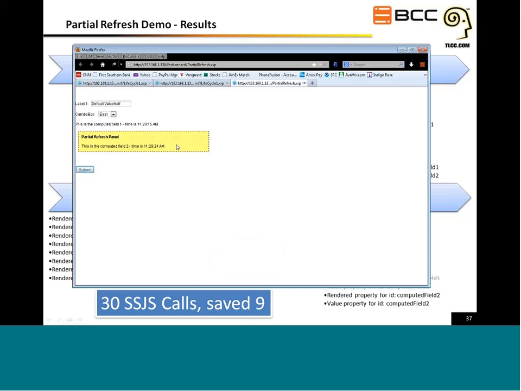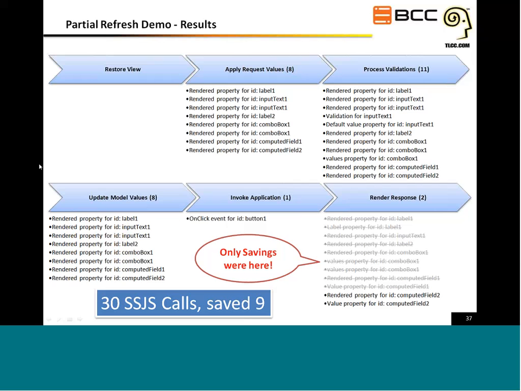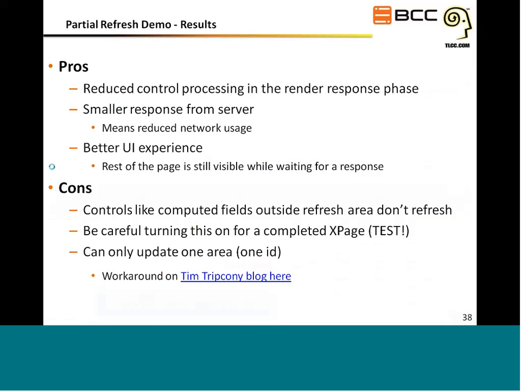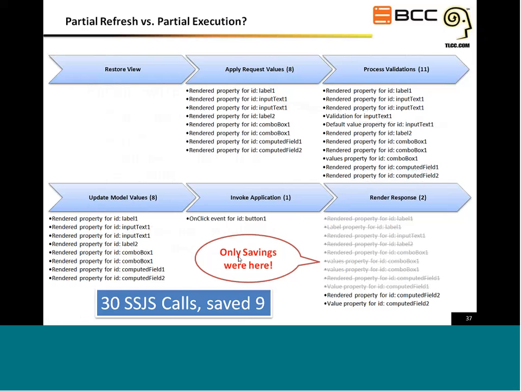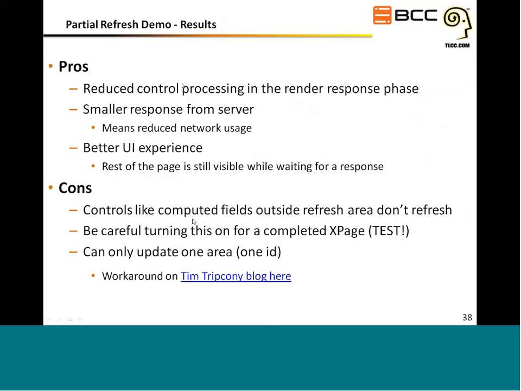Okay, so going back to the partial execution. I didn't talk about that yet, but that's only going to calculate what's in the area we specified. So we'll actually show you how that works in a second. Let me go through the pros and cons of partial refresh or partial update first. Again, you saw that in the render response phase, we did have some savings there as well, but it still went through all those other phases.